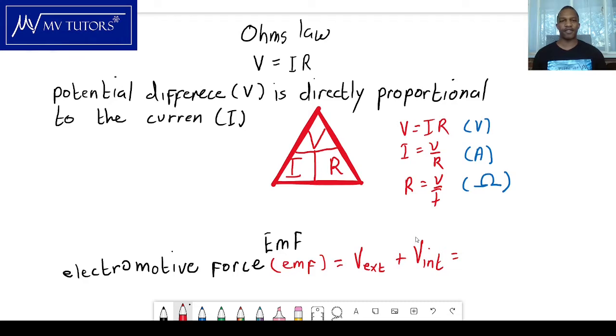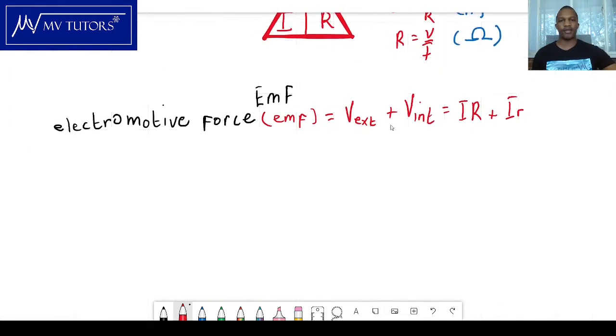And remember V is IR, so you can just say I and external resistance, big R, plus I, still V, so the R this time is internal. You can think of a battery, so it's small r. That's how we write EMF. Now let me just demonstrate this to you a little bit.